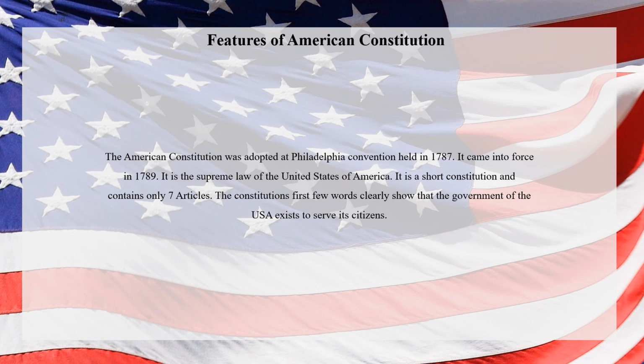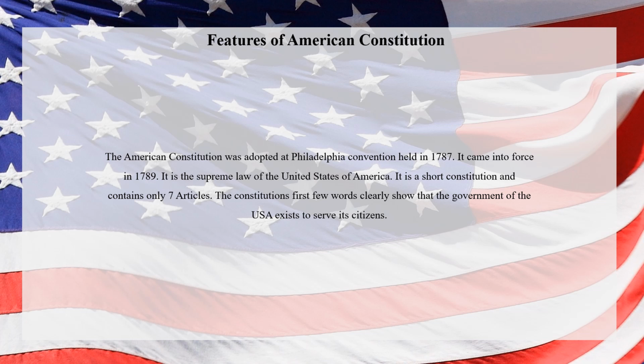Today we are going to discuss the features of the American Constitution. The American Constitution was adopted at the Philadelphia Convention held in 1787. It came into force in 1789. It is the supreme law of the United States of America.